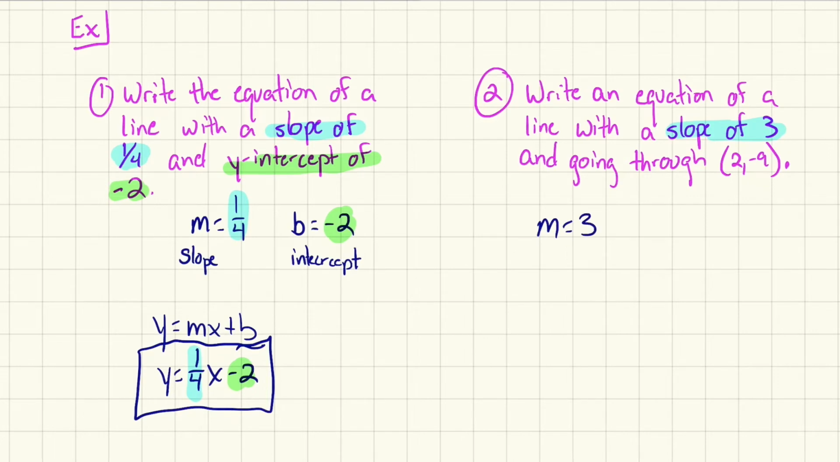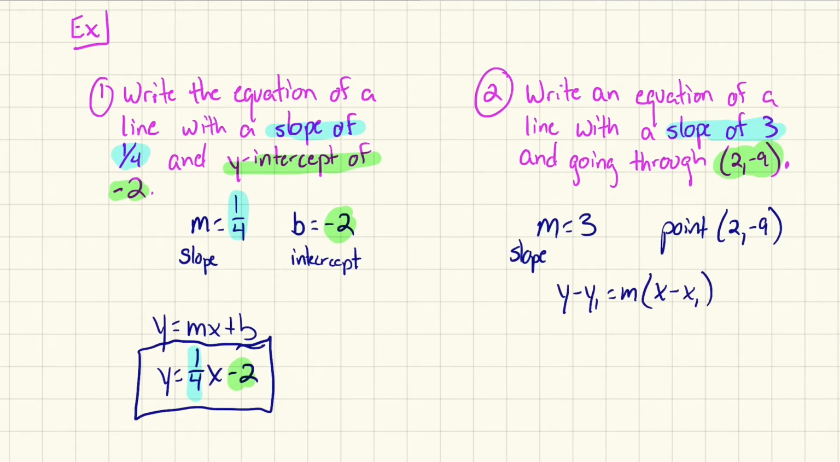But the next piece of information they've given us is this point. So they've given us a point (2, -9). So in this case, since they've given us the slope, they've given us a point, we're going to use point slope form. Point slope form is y minus y sub 1 equals m times x minus x sub 1. And now what we need to do is we need to plug in our numbers.